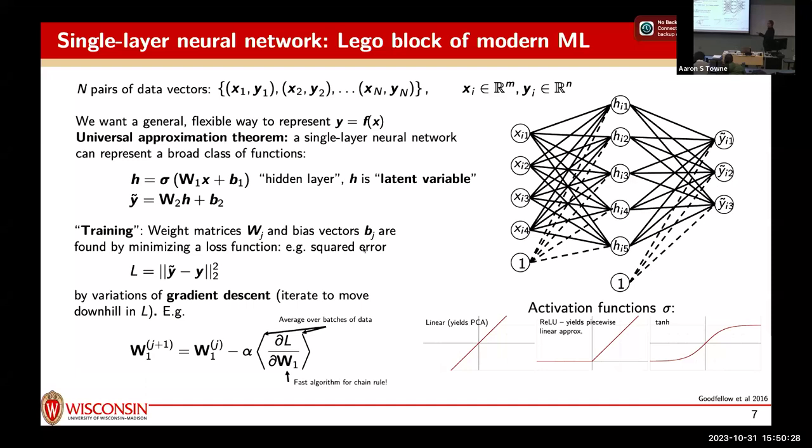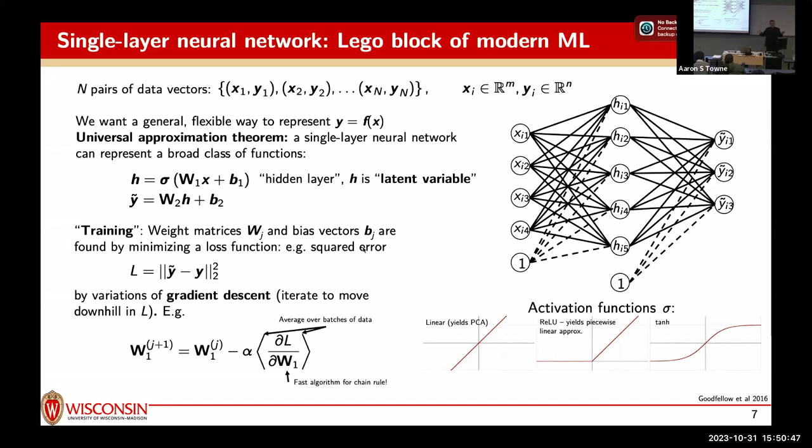That's the hidden variable. So that's an internal representation. And then there's one more in the single layer neural network. This is the single hidden layer here. And then to get your output, you just have another linear transformation. There's another weight matrix W and another bias. All right. And so that's your functional form.